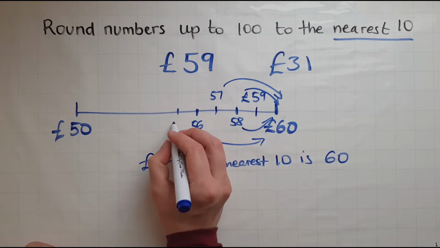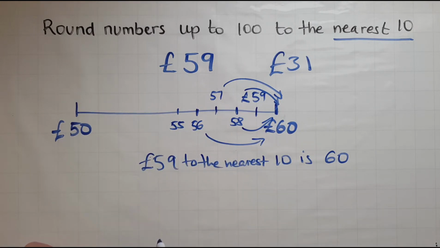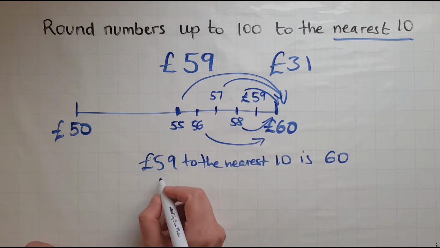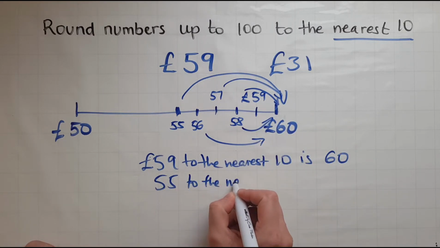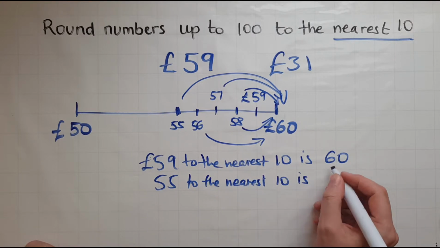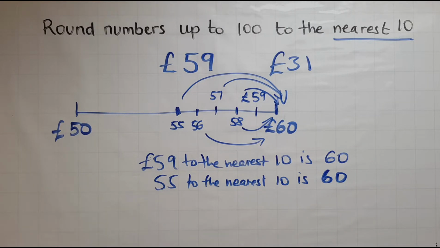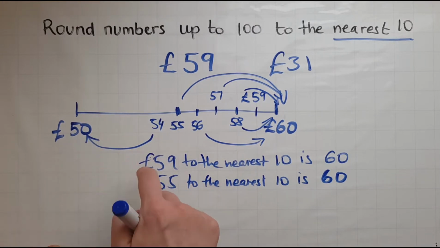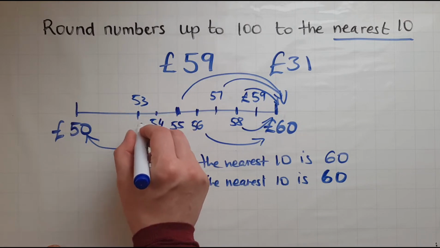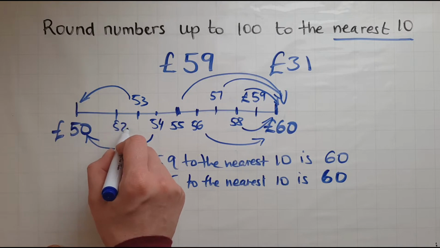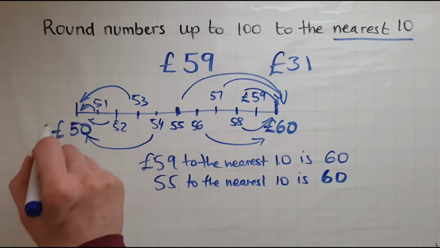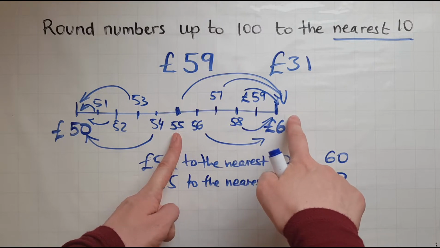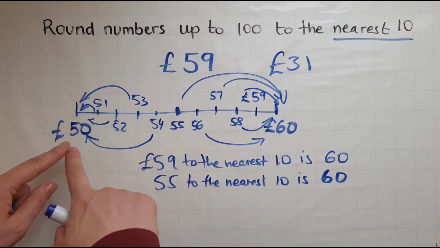How about 55? 55 as well, although it's halfway through, we round it to 60. So 55 to the nearest 10 is 60. 54 is rounded to 50. 53 as well is rounded to 50. 52 and 51 are rounded to 50. So if it's 55 and more, it's rounded to 60. If it's 54 and less, it's rounded to 50.